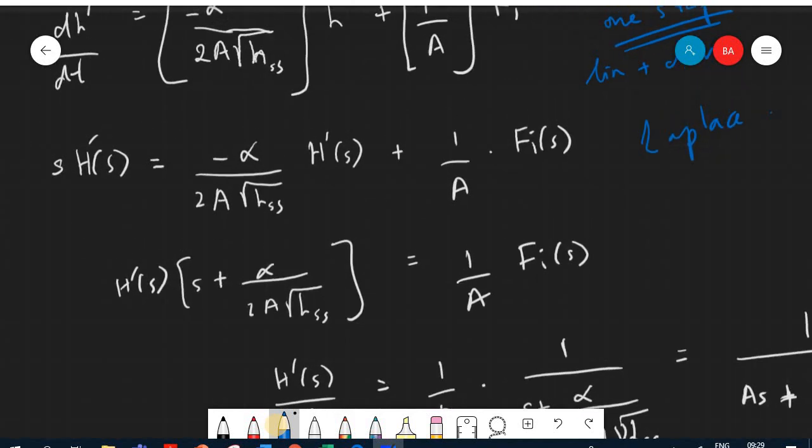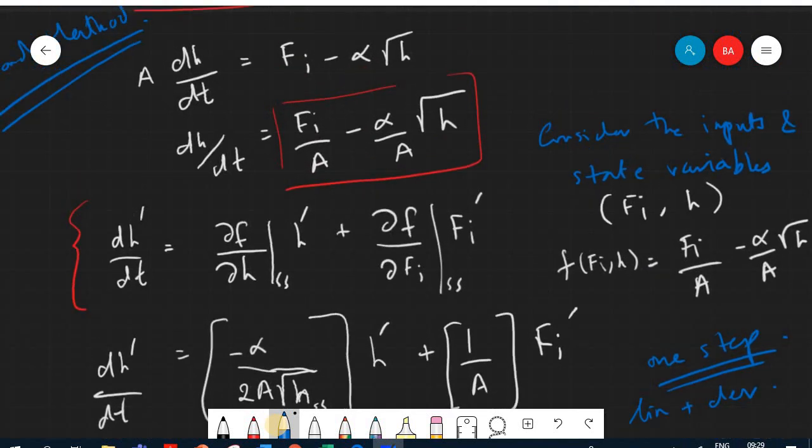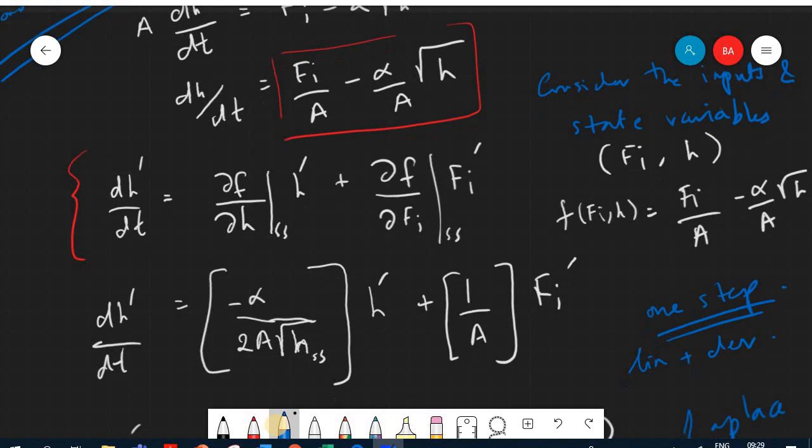Great. So we have shown how you can apply the two methods, and I will go through the second method again, quickly. So what does the second method say? It says that this is the equation of dh by dt, which is Fi over A minus alpha over A into square root of h. And what I'm trying to do here is put this equation in a deviation format.